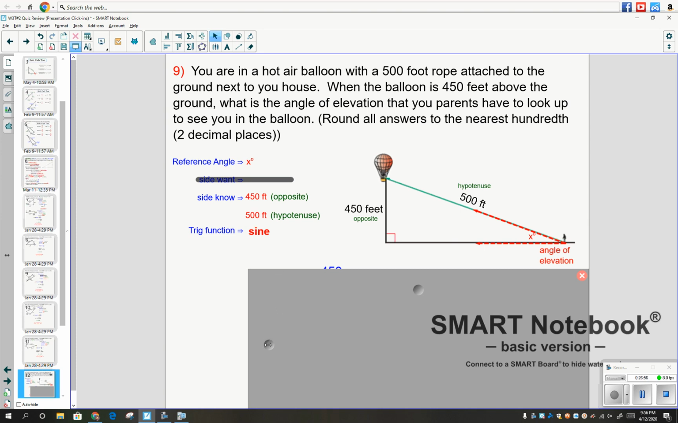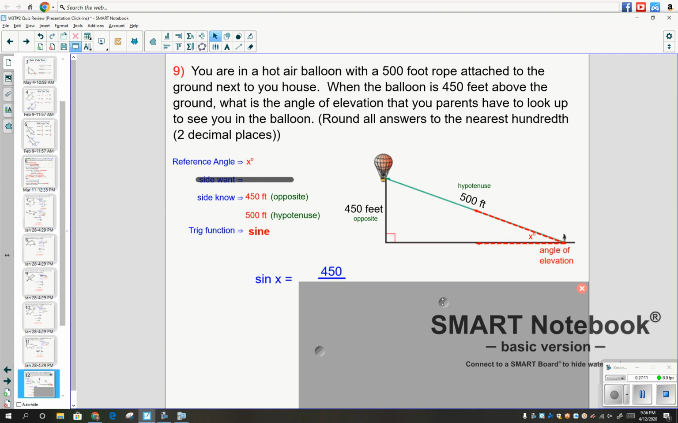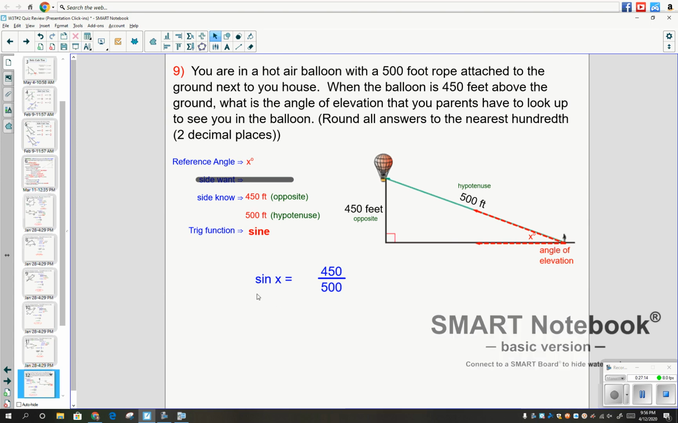So when I set up my equation, sine of the angle. I don't know the measure of the angle. I want to find it. So I'm going to write sine of x equals the ratio of what? Opposite over hypotenuse. Which measures opposite? 450. What's the measure of the hypotenuse? 500. So sine of x equals 450 over 500. How do I solve for an angle? How do I undo sine? I do the inverse. Sine inverse and sine cancel each other out, leaves me with just x. I'm doing sine inverse to both sides, so x equals sine inverse of 450 over 500.